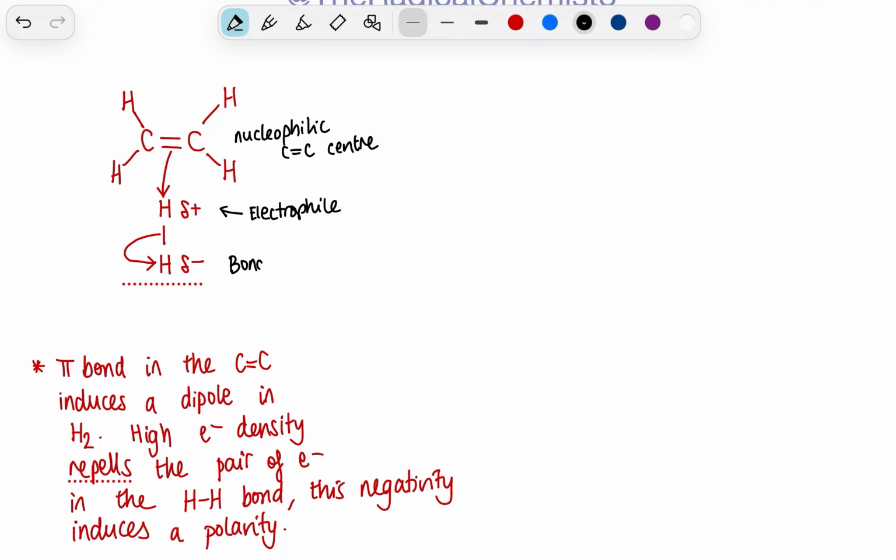So this bond breaks by, sorry, I said homolytic, I meant heterolytic bond fission. Here your pair of electrons is unequally shared. So this hydrogen over here is going to accept that pair of electrons. So now we are going to form our intermediate.